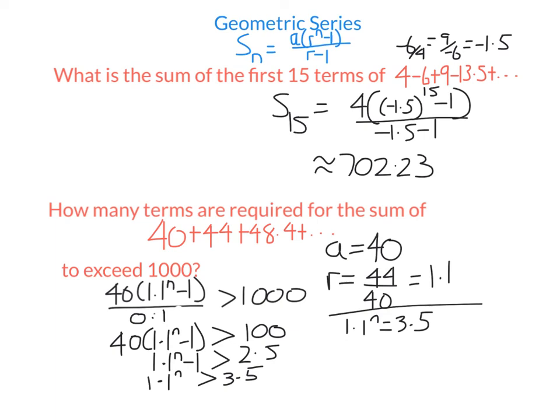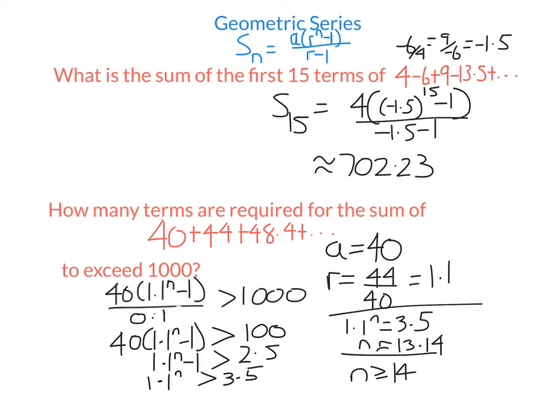So putting that on my graphics calculator, the solution I get here is that n is approximately 13.14. So what that means is 13 terms won't quite get me to 1,000. 14 terms will get me over 1,000. So I need at least 14 terms of this sum to exceed 1,000.